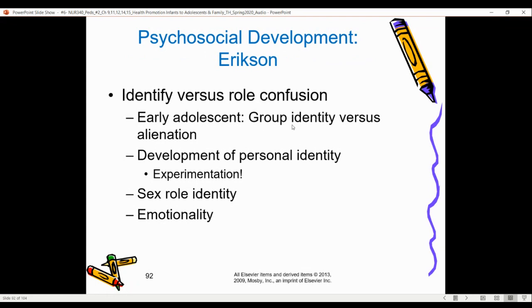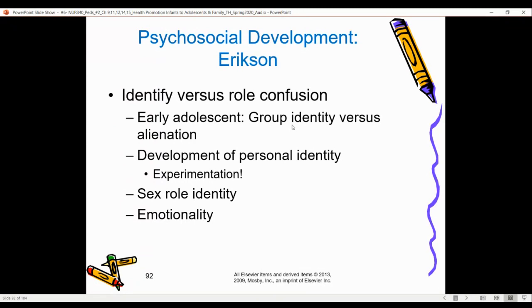They really have to have this group identity. I've got here this group identity versus alienation. They have to have that group identity to be able to develop their own self-identity. They have to have at least somebody else to identify with, to be able to recognize what they like and don't like. They experiment with that. That includes clothing, and I know sometimes in mental health we talk about whether their clothing choice is appropriate for the setting.